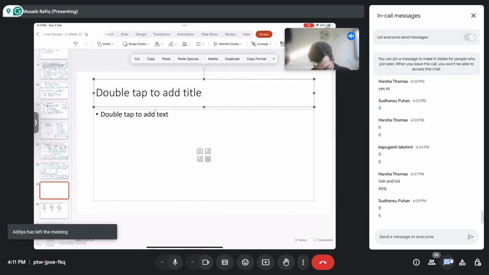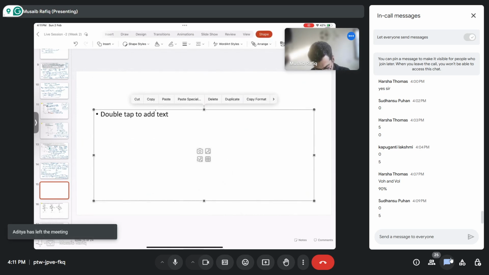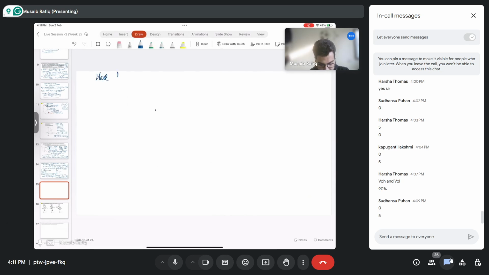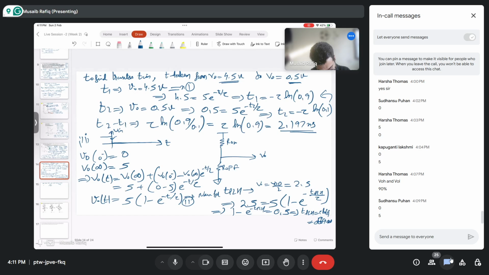Now we need to find the transition delays. So here transition delay will be when V0 changes from 0.5 volt to V0 equal to 4.5 volts. So at 0.5 volt we'll call T1, at V0 equal to 4.5 volt we'll call T2, and we'll use equation 2, which is here.